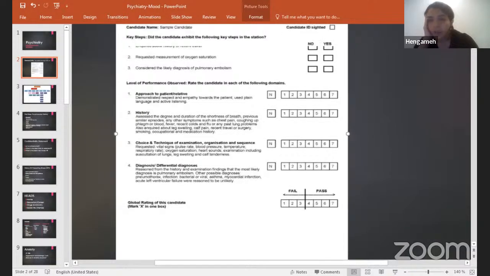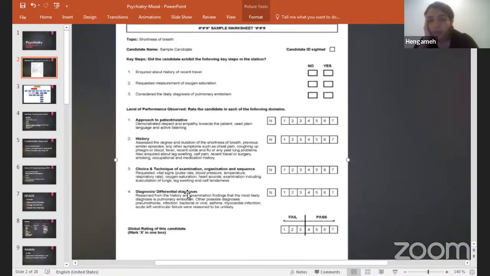So the key steps are a mystery. What the main assessment area is also a mystery. No one knows, because in some cases the history is the main predominant assessment area. In another case, diagnosis might be the predominant assessment area. These are a mystery, no one knows. And how this global score is calculated, again, no one knows.